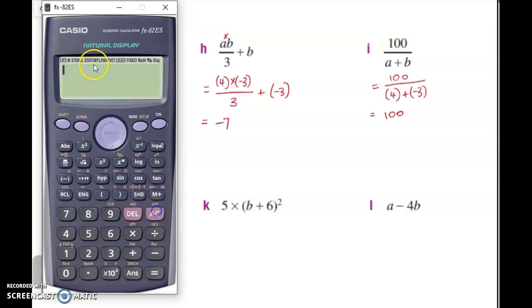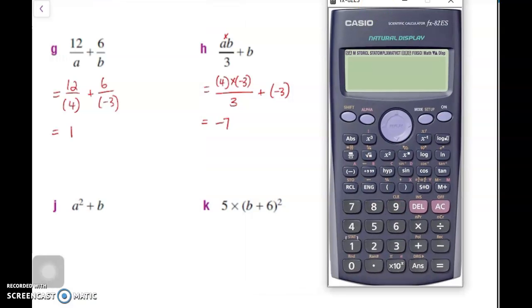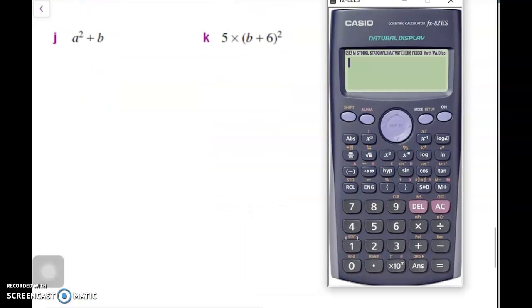And we do the same for all of the other questions. Question J, we have A squared plus B. We don't have any hidden multiplication signs, so we just substitute in the values. So A is 4, all squared, plus negative 3 for B. Put that into your calculator. 4 squared plus negative 3, that gives you 13.